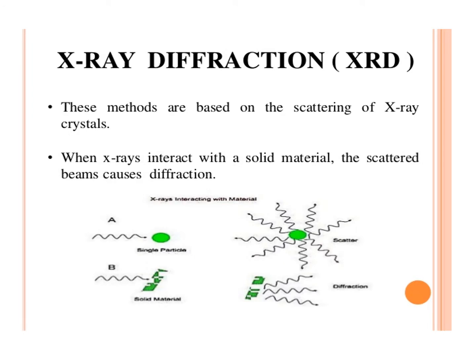X-ray diffraction is based on the scattering of X-rays by crystals. During the scattering process, the electrons start oscillating, so dipoles form and spherical waves are sent out. The scattered beam has wavelengths and energies that do not change, as in elastic scattering. When the X-rays interact with a solid material, the scattered beams cause diffraction, as you can see through the diagram represented here.